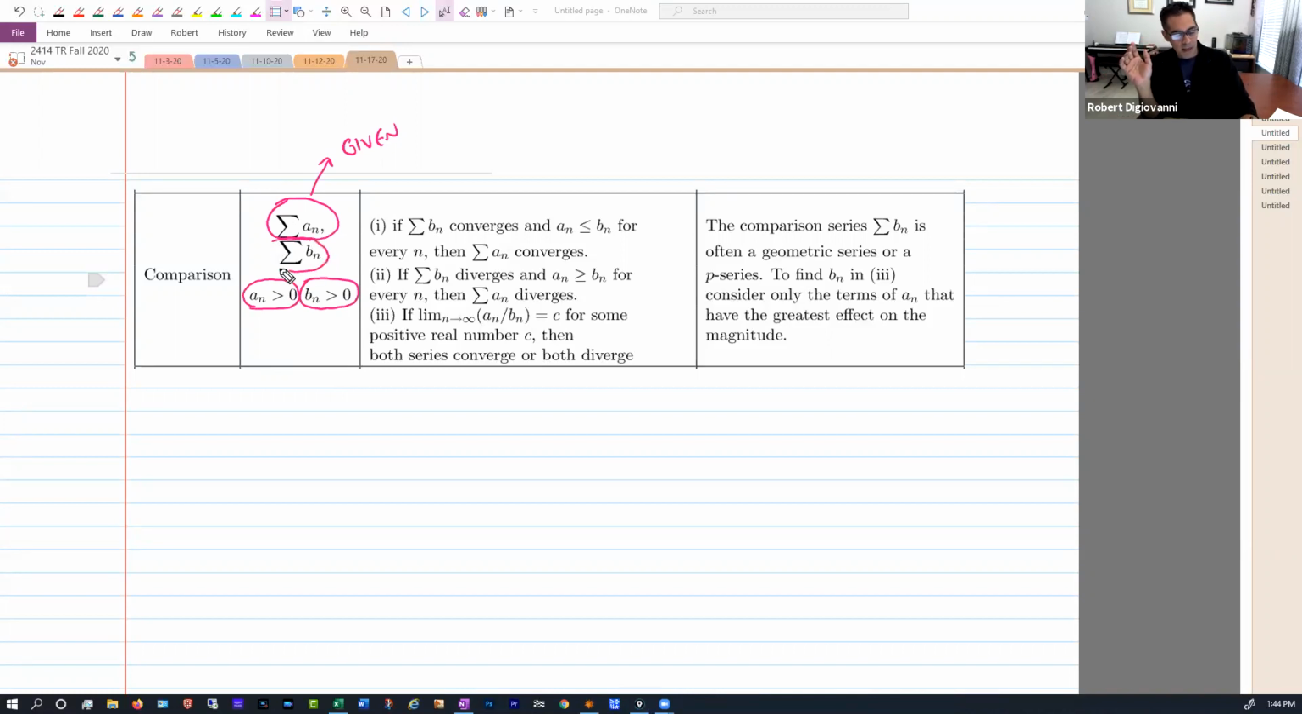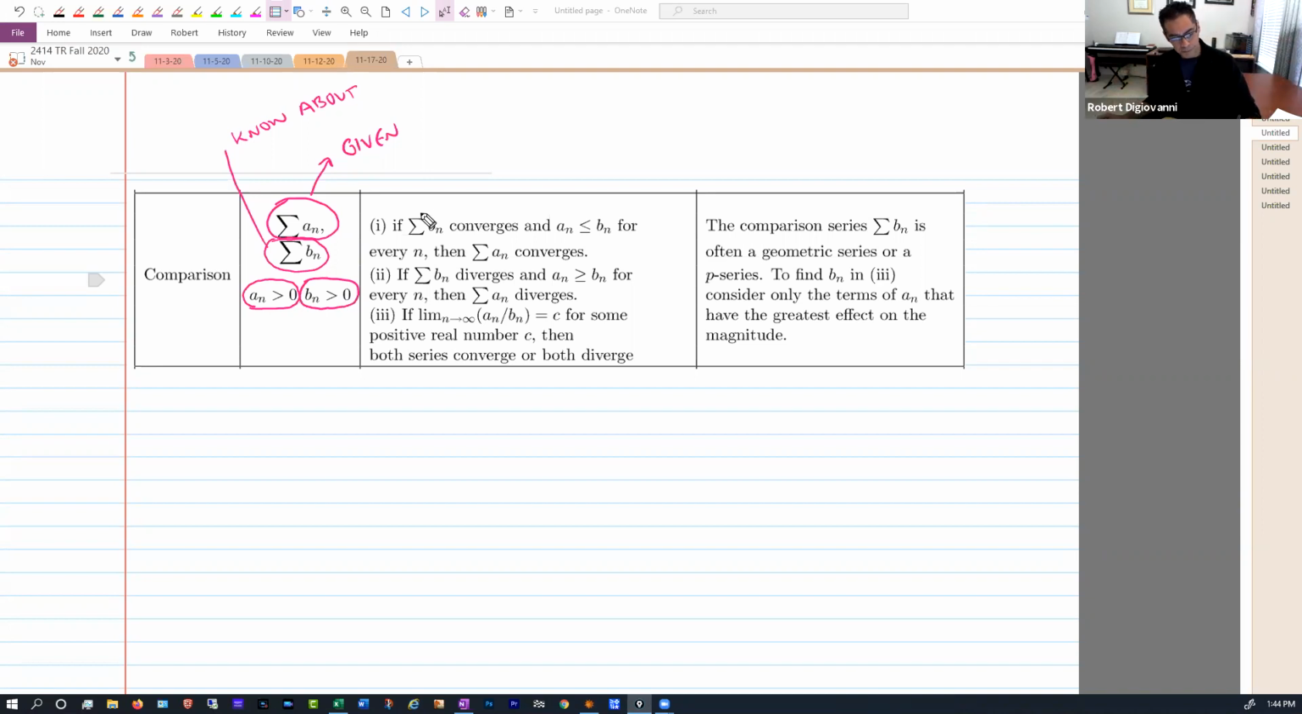Then B sub n is this series you're not given. This is a series that you know. I'm going to show you how this all works. So we have a series that's given to us that always has positive numbers in it, and then there's this other series that we've got in our minds that we know something about. Maybe it's a P series or maybe it's a geometric series, but we know what it does, okay?